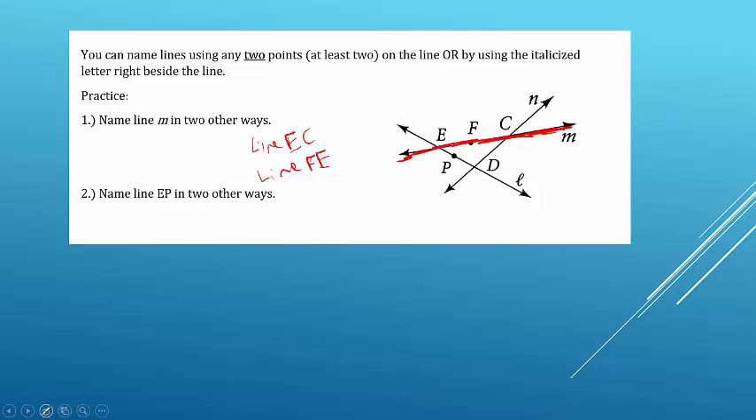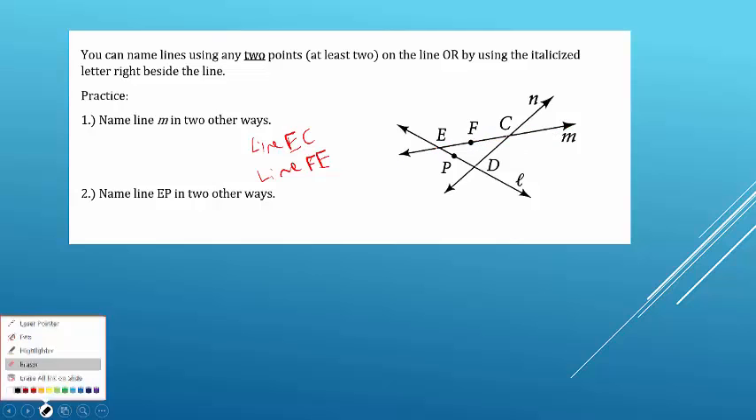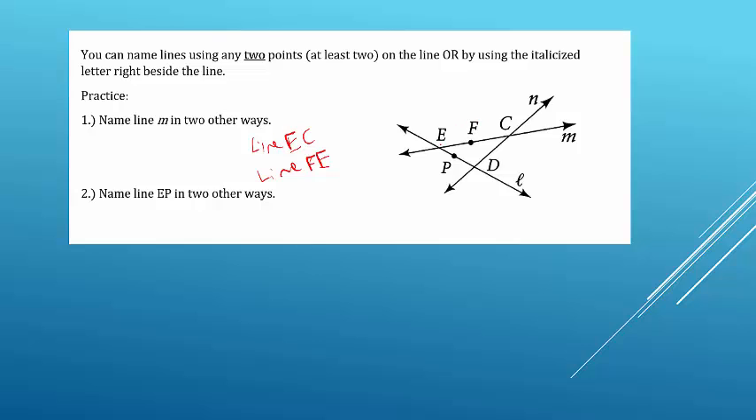So we'll change gears, we'll look at line EP. And if you can't tell, point E is right here. Don't forget that that's a point. So EP would be this line right here. And you can pick any letters you want. So maybe you want to pick D and P. You could also pick E and D. Lots of ways to name lines.